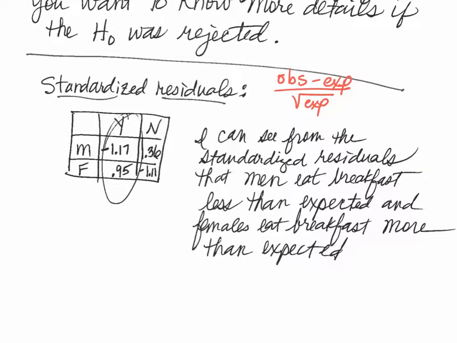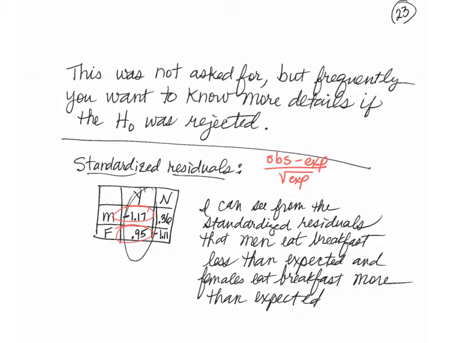And I'm just going to make a statement about what I observe. I can see from these standardized residuals that the men eat breakfast less than expected and the females eat breakfast at a higher than expected rate. So again, this particular problem did not ask for that specific information, but it is a common question when you reject the null to get more information.